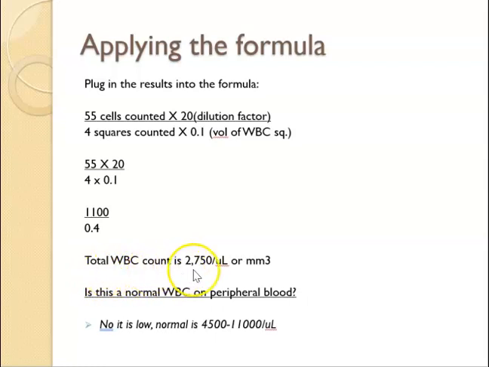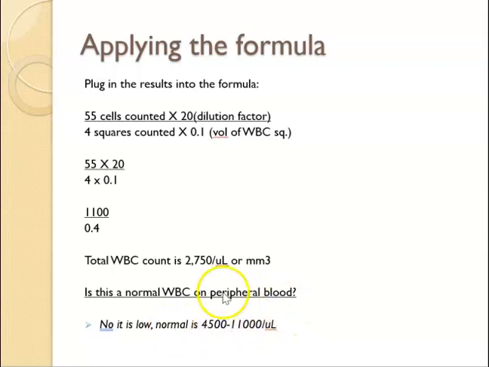So the total white blood cell count for this patient is 2,750 per microliter or millimeter cubed. Now we have to ask ourselves, is that in normal range for a white blood cell count for a patient? Well, our normal range is between 4,500 and 11,000 white bloods per microliter.